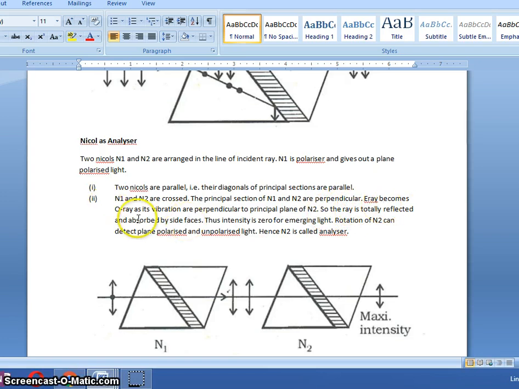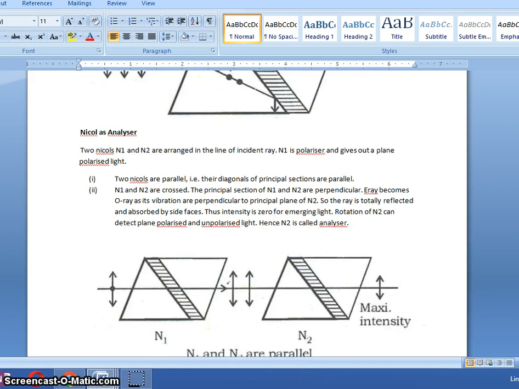The E ray becomes an O ray as its vibrations are perpendicular to the principal plane of N2. So the ray is totally reflected and absorbed by the side faces. Thus intensity is zero for the emerging light. Rotation of N2 can detect plane polarized and unpolarized light. Hence N2 is called the analyzer.